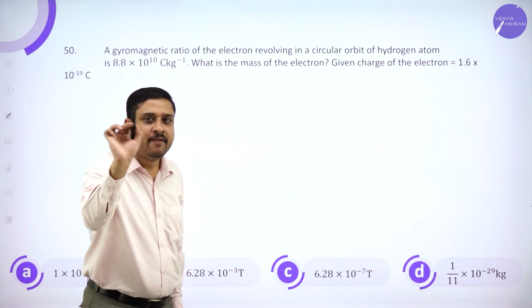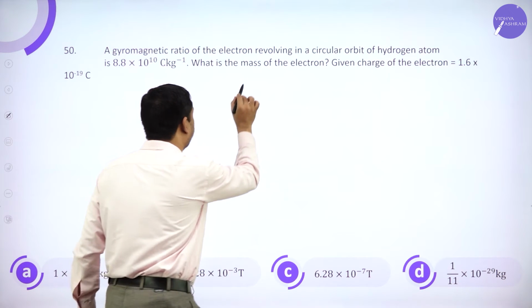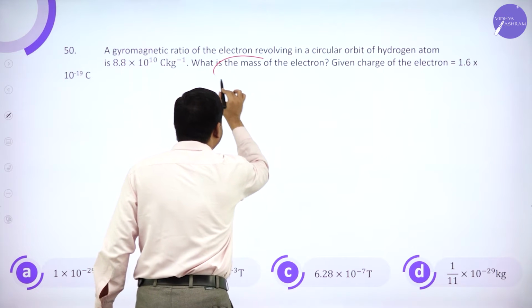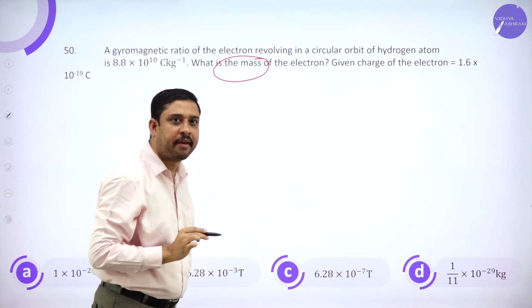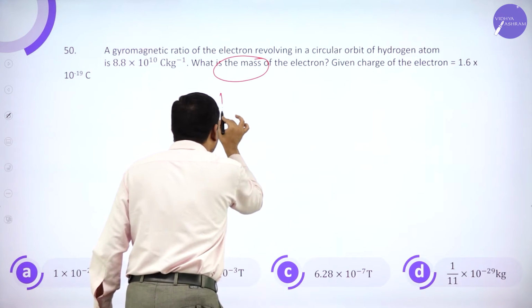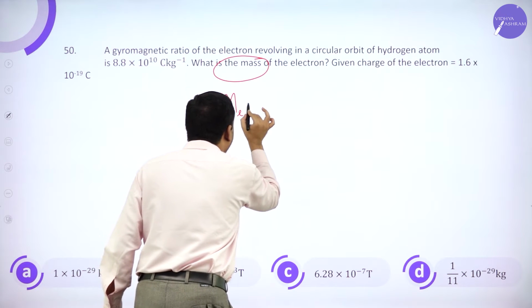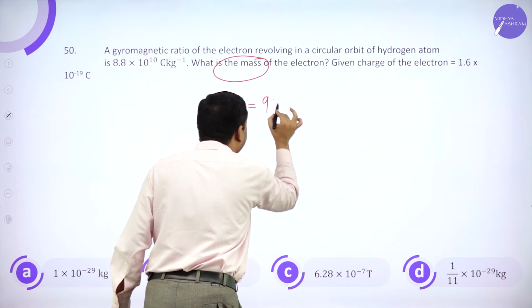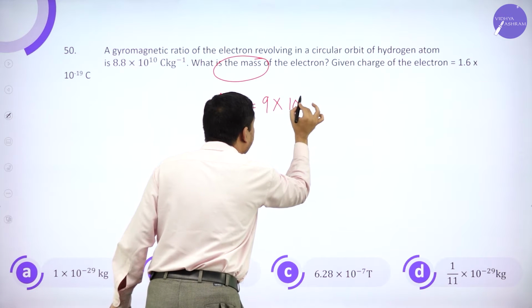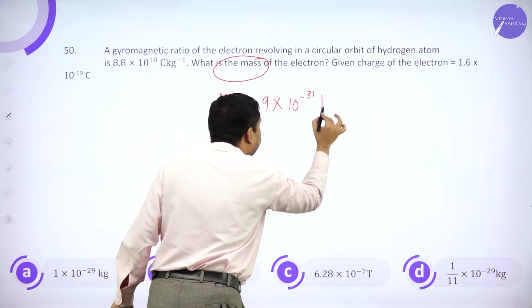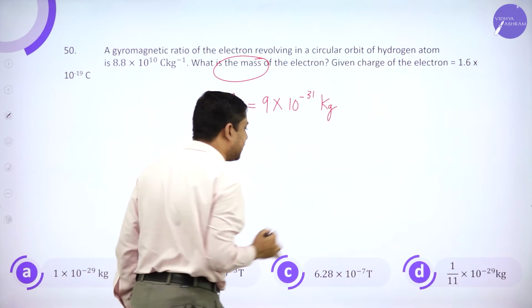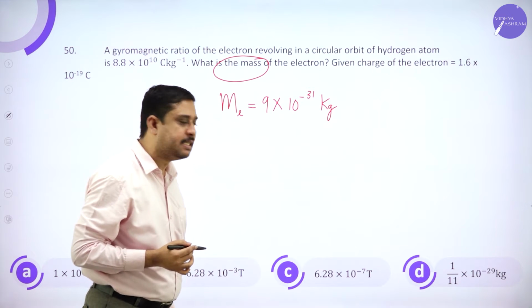Gyromagnetic ratio. Don't go concentrating on all that. What is the mass of the electron? So all of us know mass of the electron is 9 into 10 power minus 31 kgs.